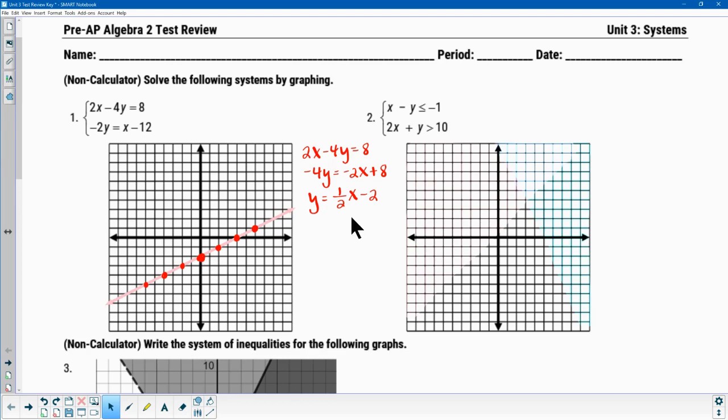Now, with the slope, it's rise over run. So I rise 1, I run 2. Rise 1, run 2. So here is my first line. I'm going to do the same thing for the second line.